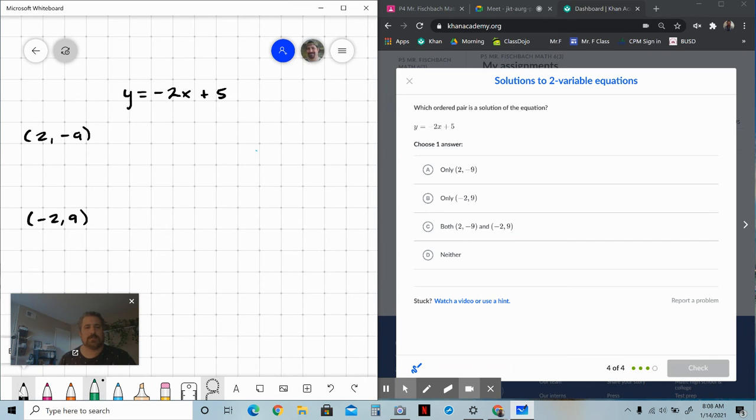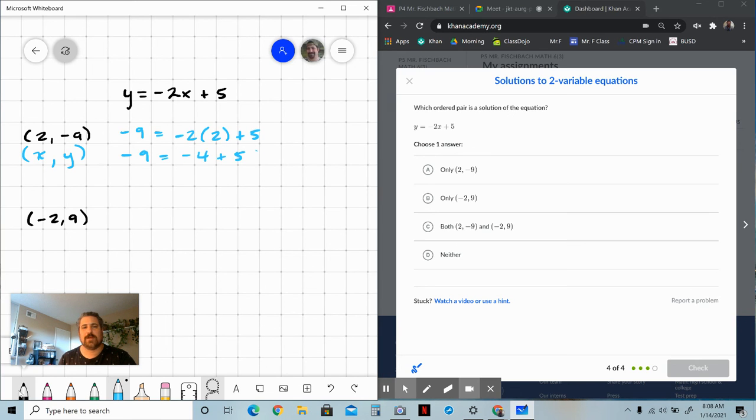So let's test out the first one. Let's go with the value of 2, negative 9. So x is 2 and y is negative 9. So that you get negative 9, value of y, is equal to negative 2 times the value of x plus 5. That's going to be negative 9 equals, you multiply before you add, so it's going to be negative 4 plus 5. That's obviously not going to work because it's going to be negative 9 is equal to 1, and that's not true. So this is a false one. It's not going to work in our solution.